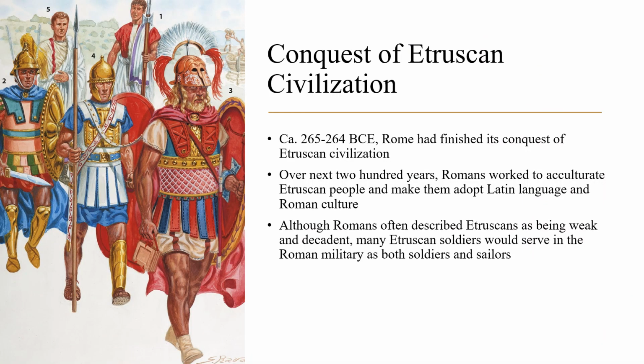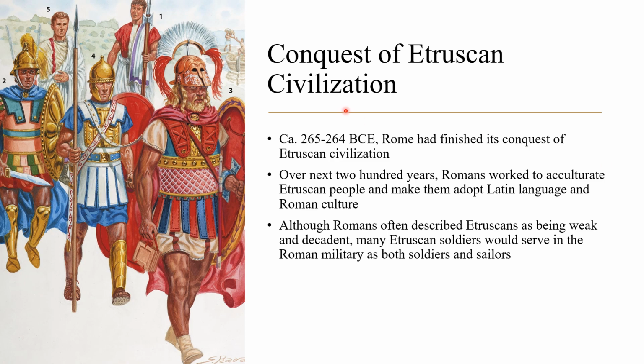So we'll discuss the end of the Etruscan civilization. By about 265 to 264, Rome had expanded and taken control of the Etruscan territory in northern Italy, and it would take them about 200 years to acculturate, or rather replace Etruscan culture with Roman culture, to make the Etruscans Roman. They did this by forcing the Latin language on the Etruscan people, and by actually recruiting a lot of Etruscan men to serve in the Roman military.